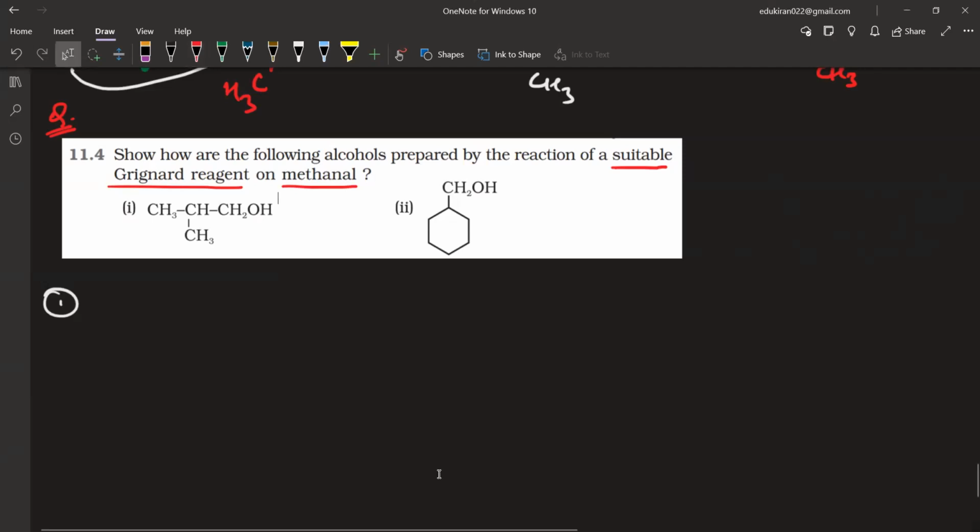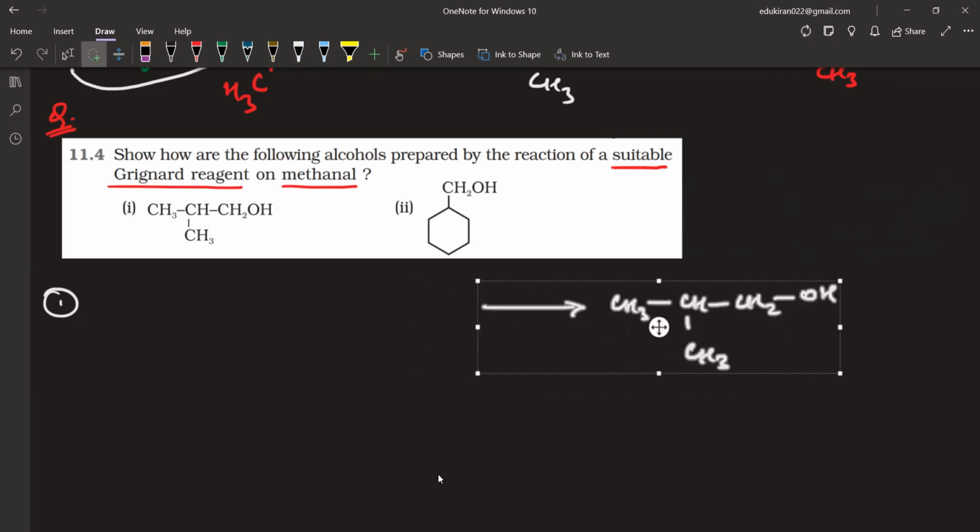So see, in this question, they're asking you how you are going to form these alcohols. That means these are products. So we have CH3, CH2OH, and we have a CH3 group here. So this is the product. I hope you are all understanding this much. Yes or no? Please tell me step by step. Now they're asking you how the following are prepared by the reaction of a suitable Grignard reagent. That means they have not told you what the suitable Grignard reagent is. You have to find that Grignard reagent.